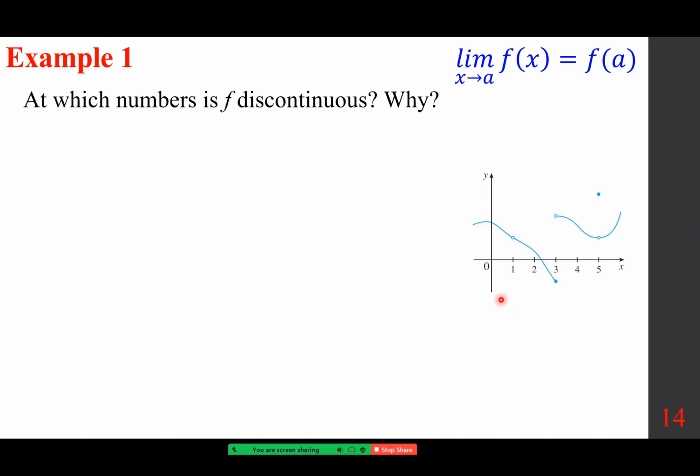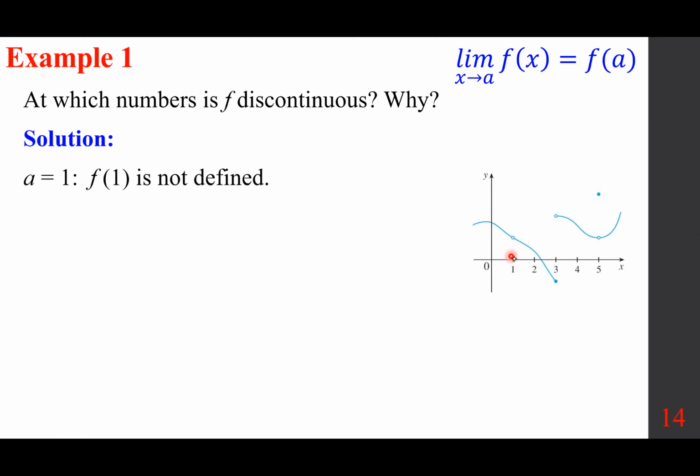So when we look at this function, we notice that at number 1, we have a hole. So at a equals 1, this is discontinuous because we don't know what f of 1 is. F of 1 is not given to us. Needless to say, the limit exists. The limit is whatever the y coordinate is here.